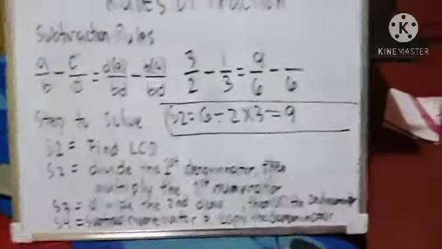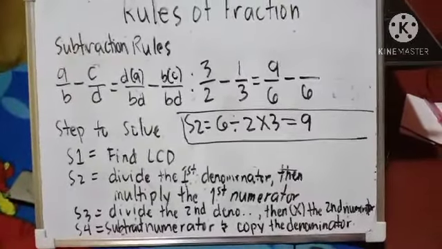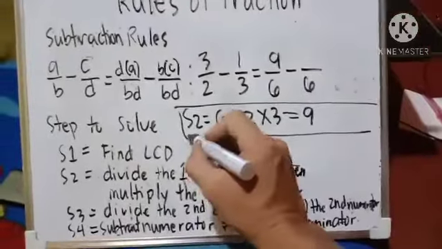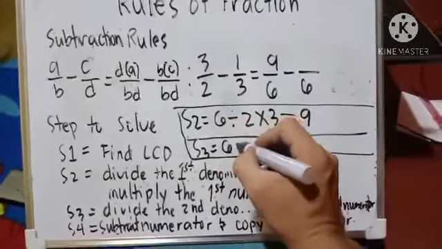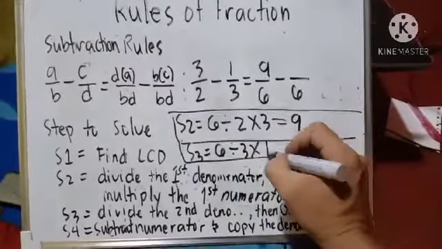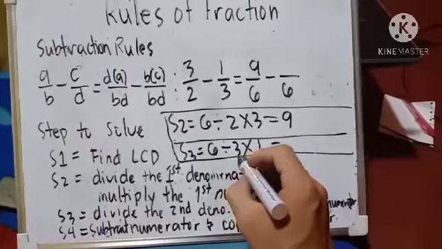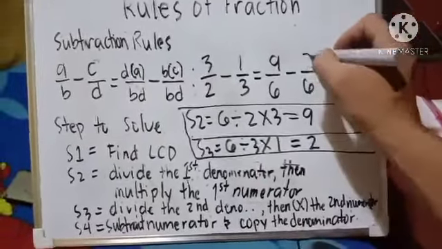How about the third step? Third step, sabi dyan, divide the second denominator then times the second numerator. So, mangyayari, 6 divided by 3, times yung numerator sa taas, 1. 6 divided by 3 become 2, times 1 become 2.